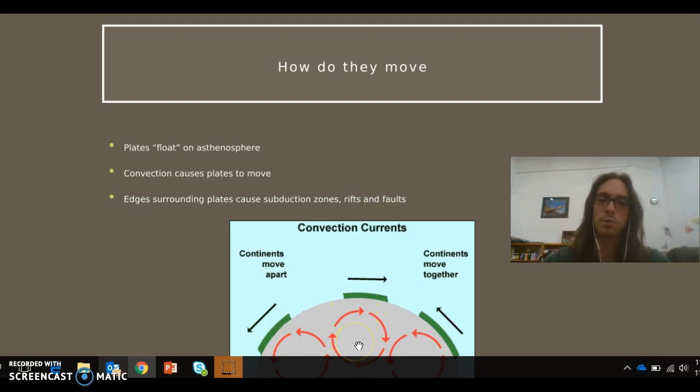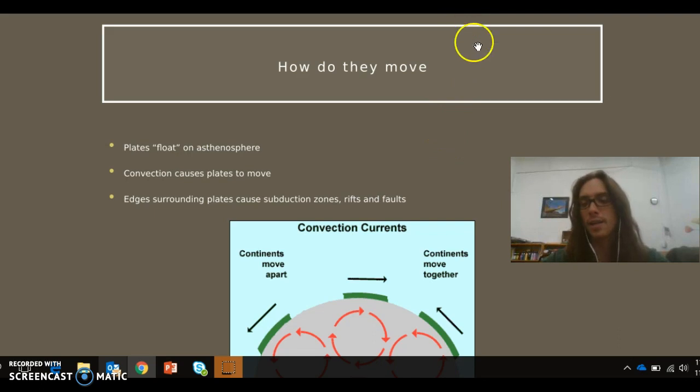So what's happening is this convection current, as it moves to the right, in this example, this little plate here, this tectonic plate that is sitting on top of the asthenosphere, is going to move to the right where it contacts that asthenosphere. Down here, it's going to be moving to the left around the Earth. So the edges of the plates right here and right here, they cause subduction zones, rifts, and faults.